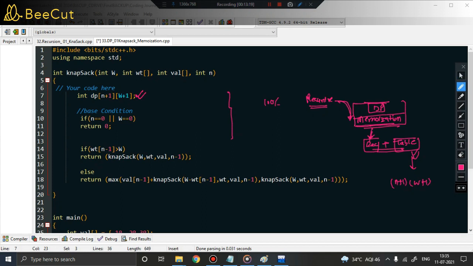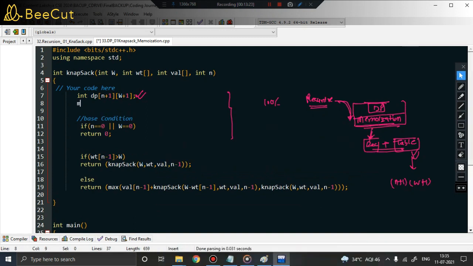Now you know that after creating the matrix you need to initialize it. Initialize it to which value? -1. How do we do so? I will use memset, and the array name is dp, with -1, and the size of dp. So the entire cells here will be initialized with the value -1.